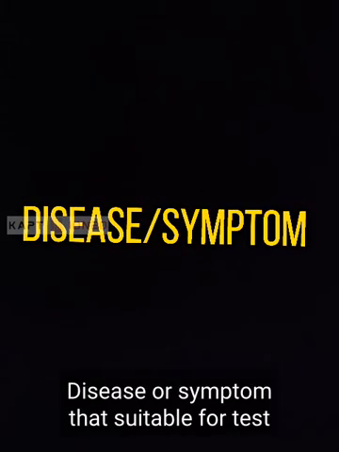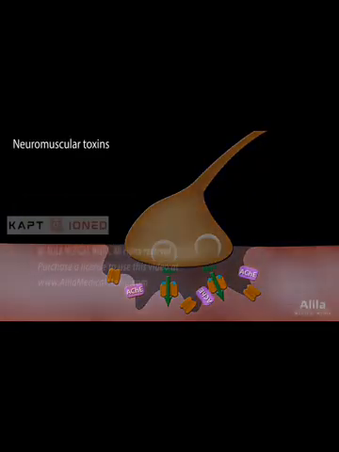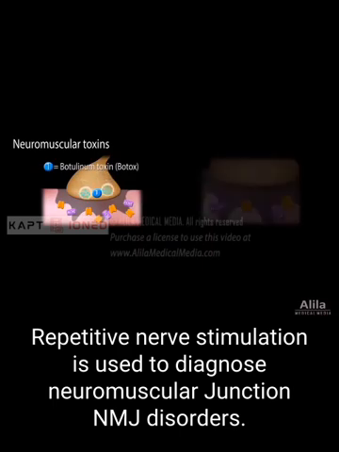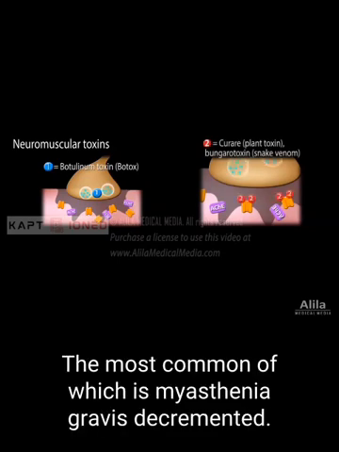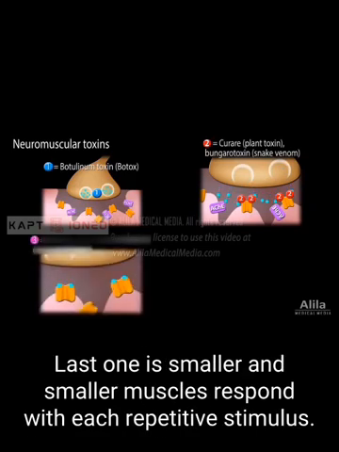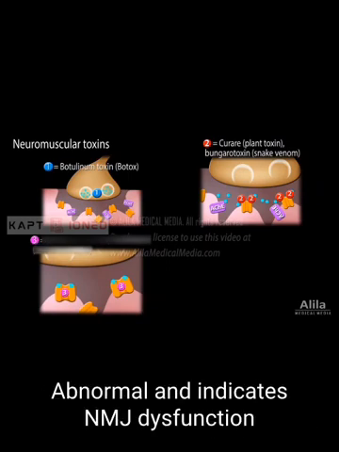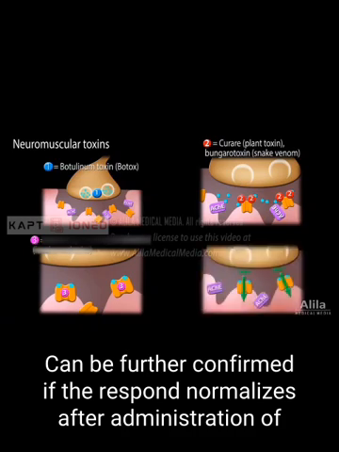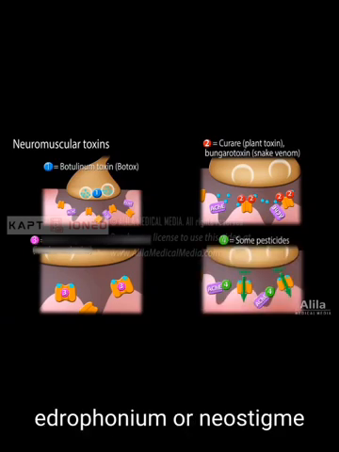Diseases or symptoms suitable for the test. Repetitive nerve stimulation is used to diagnose neuromuscular junction (NMJ) disorders, the most common of which is myasthenia gravis. A decremental response, a smaller and smaller muscle response with each repetitive stimulus, is abnormal and indicates NMJ dysfunction. This can be further confirmed if the response normalizes after administration of edrophonium or neostigmine.